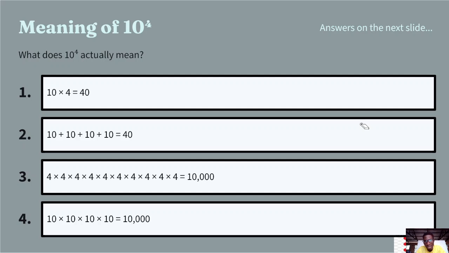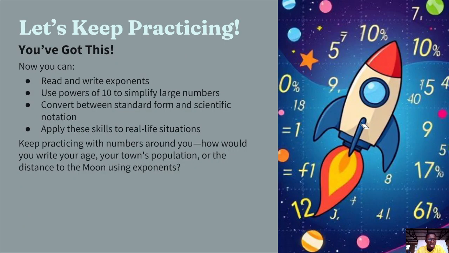But which one is the right way? You see, the right way is the last one. 10 times 10 times 10 times 10, which is equal to 10,000. Which means 10, which is the base, will multiply itself 4 times. I hope that one is clear. So notice that the exponent tells us how many times to multiply the base by itself, not add or multiply by the exponent. This is a key point to remember.